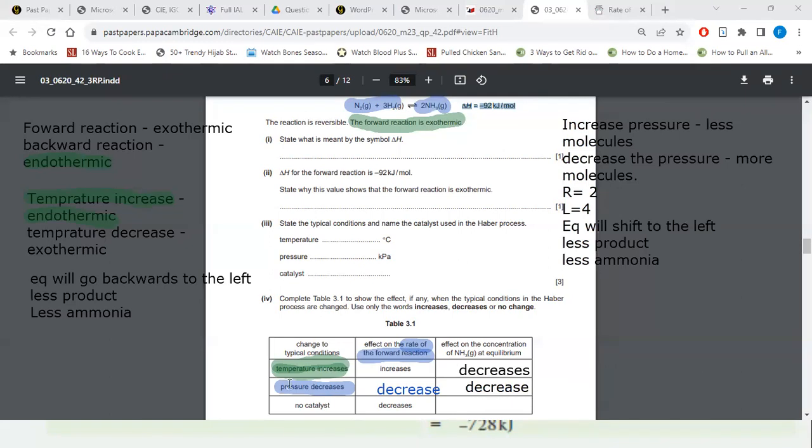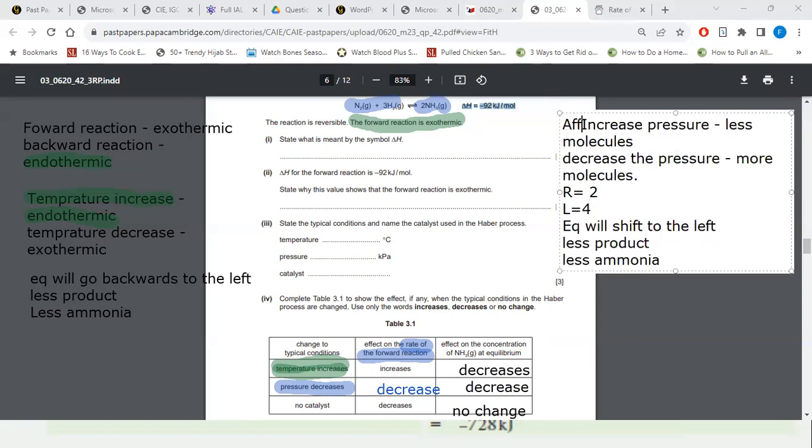And finally, we have no catalyst. If I have no catalyst, do you think that will affect the equilibrium? No, there's no effect. No change. Correct. And that's it. This is our table that is complete. So remember this for pressure. This is the effect of pressure on equilibrium.